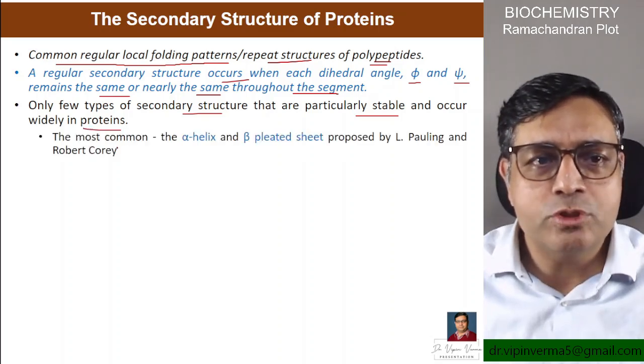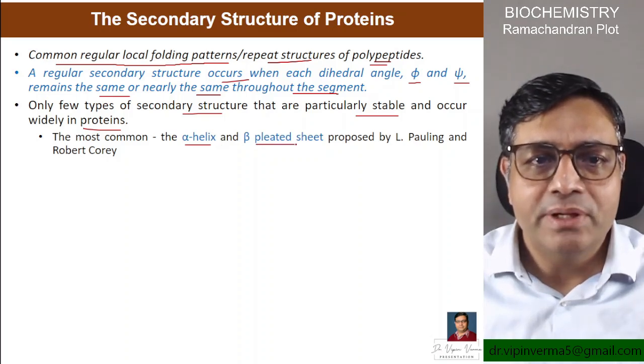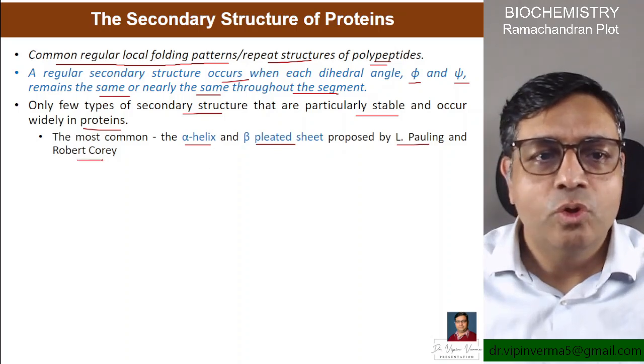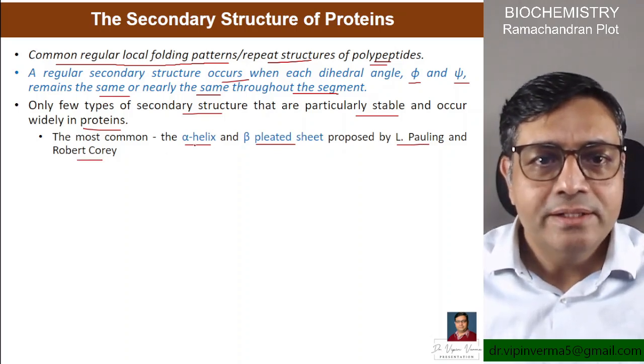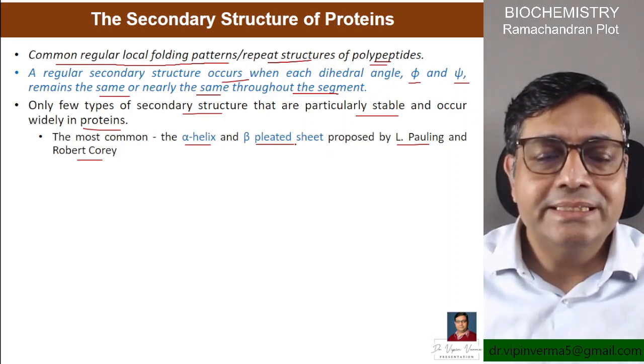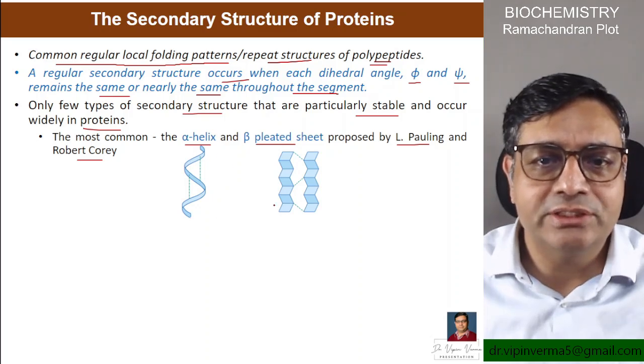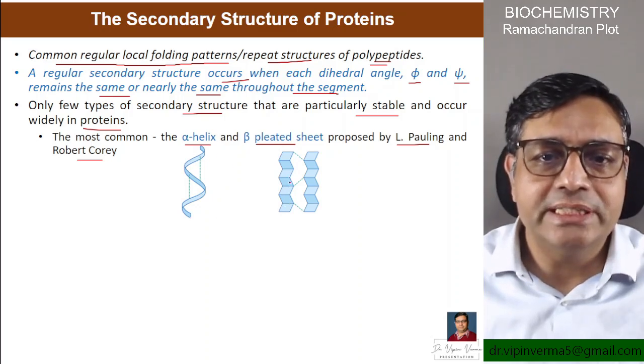They are most commonly the alpha helix and beta pleated sheets, and these two were first proposed by Linus Pauling and Robert Corey. So alpha helix and beta pleated sheets are the most common secondary structures. You can see here this is the helical structure and this is the pleated sheet structure.